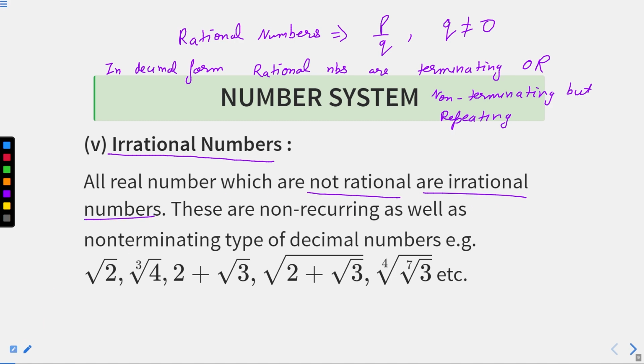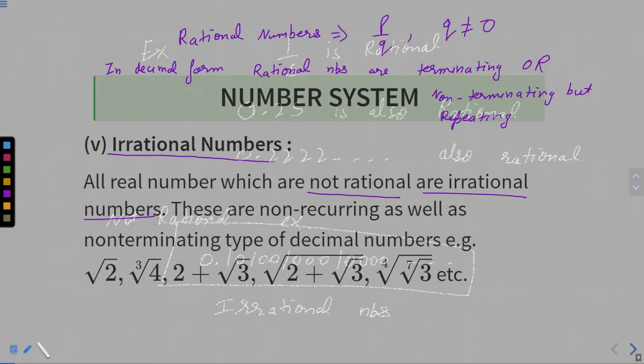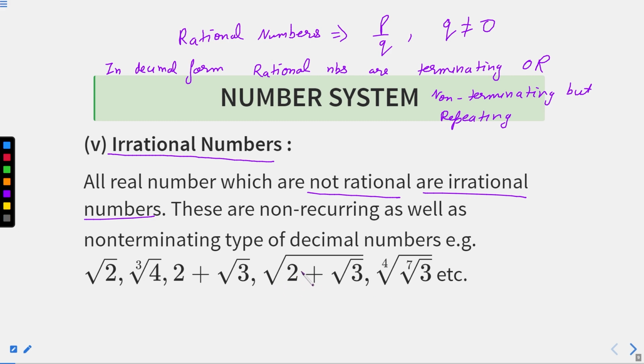So previously I gave an example. It is an example of irrational numbers. Okay, clear? Irrational numbers. Let's see other examples. So root 2, cube root of 4, 2 plus root 3, root of 2 plus root 3. Okay, so all these are examples of irrational numbers.